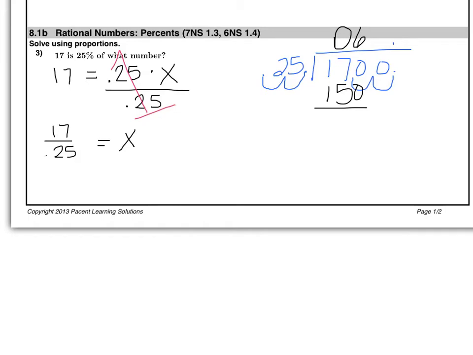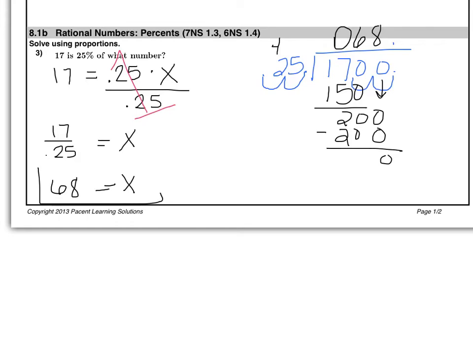So when I subtract, I get 20. And now I bring down my 0. 25 goes into 200 8 times. And again, I'm thinking about dollars. In $1, there's 4 quarters. In $2, there's 8 quarters. 8 times 5 is 40, carry my 4. 8 times 2 is 16, plus 4 is 20. When you subtract, you get 0, which means that my x is really equal to 68. So 17 is 25% of 68. And I have my answer.